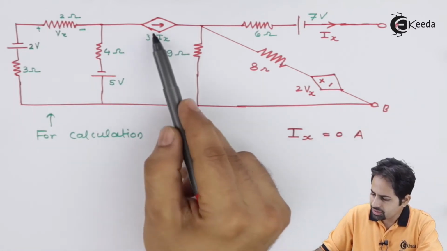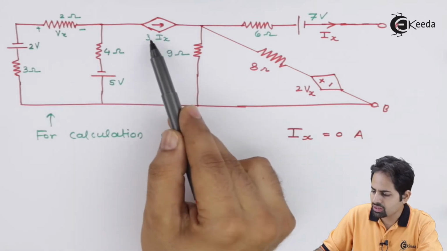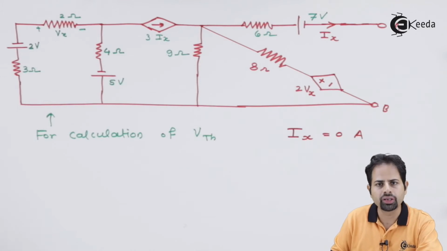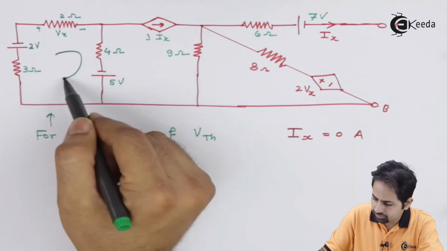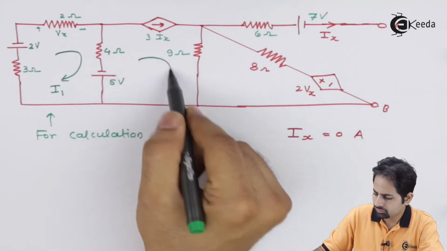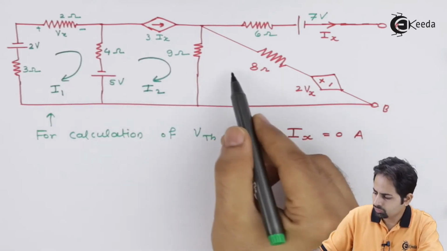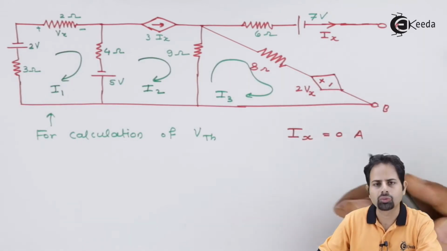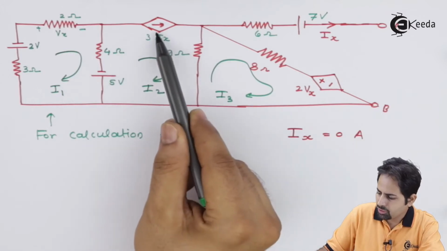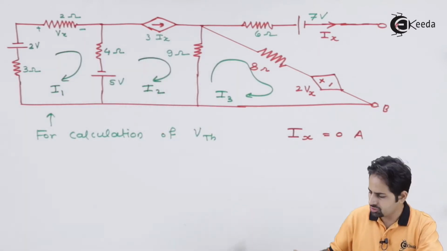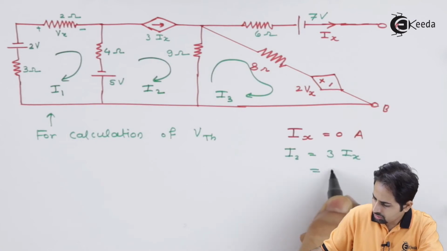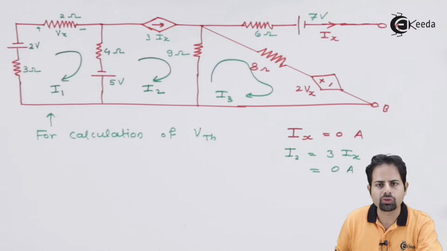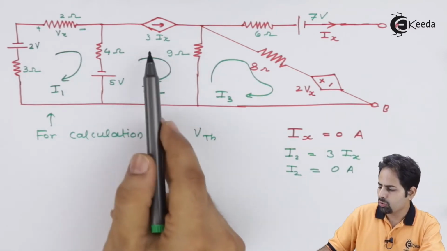Now the second thing is the current given in this second loop is 3 times Ix. So first we can give names to these currents. Let us say I1, I2, and you can call this I4, but it is equal to 0. So from here I can understand that I2 is 3 times Ix. And as Ix is equal to 0 ampere, I can write I2 also equal to 0 ampere. So I2 is 0, already we got.